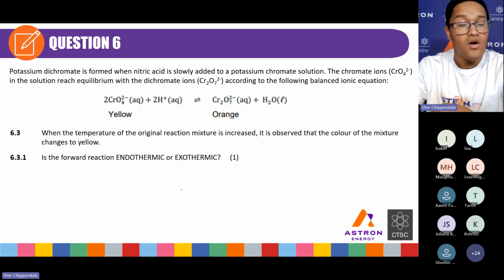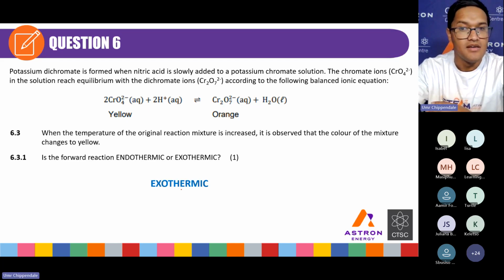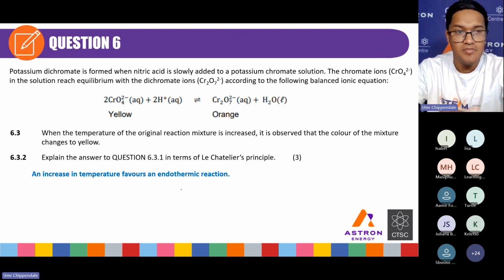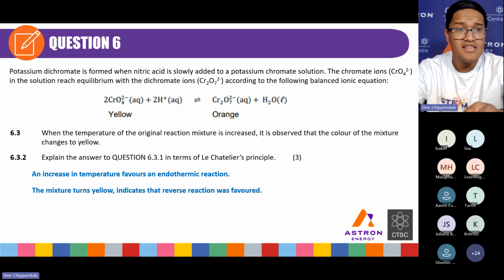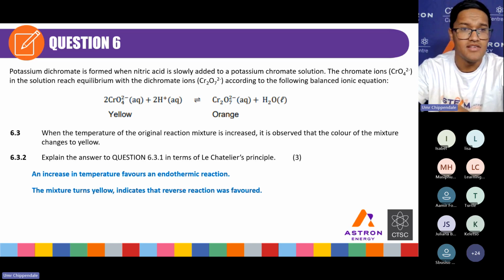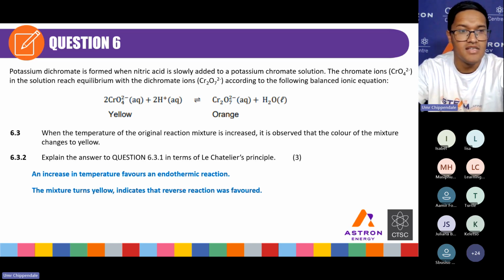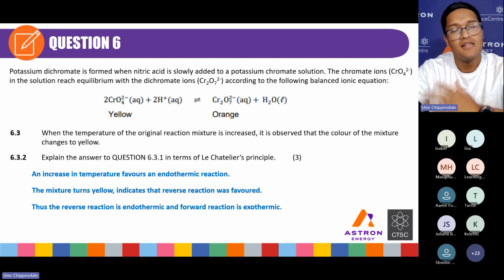Okay, so the answer is actually going to be exothermic, and let me show you why. As you increase the temperature, that will always favor an endothermic reaction. But seeing that this mixture turns yellow, which side of the reaction actually goes yellow, forward or reverse? It is going to be the reverse reaction. So we say that the reverse reaction is endothermic, therefore making our forward reaction exothermic. Right? That is it.